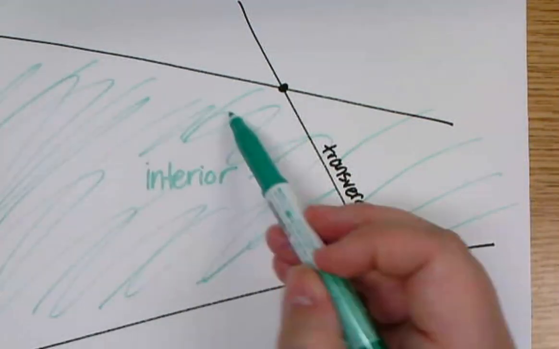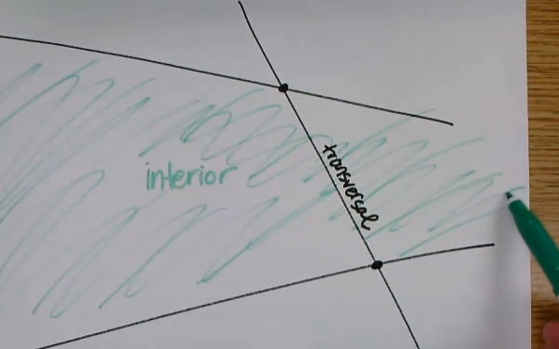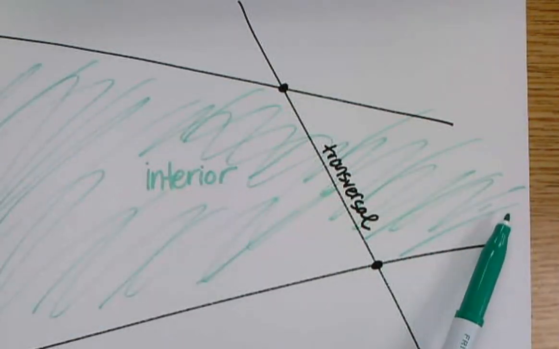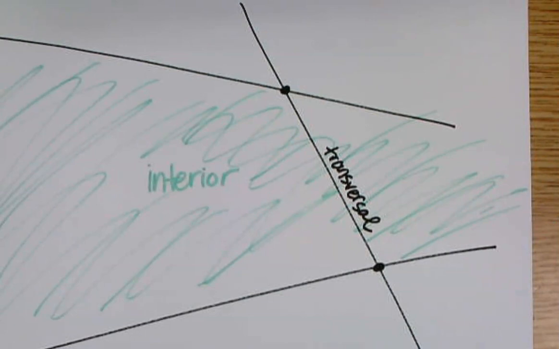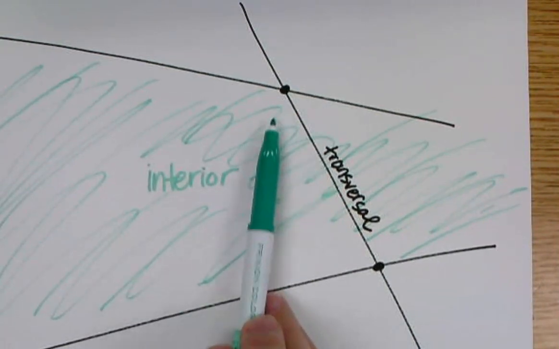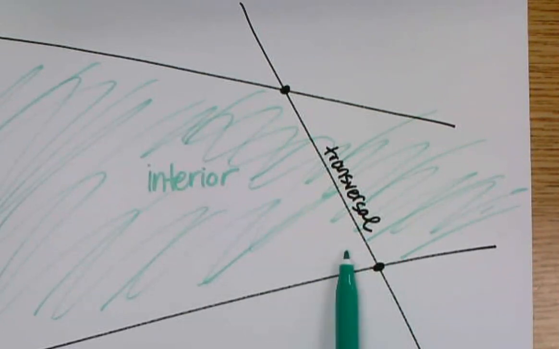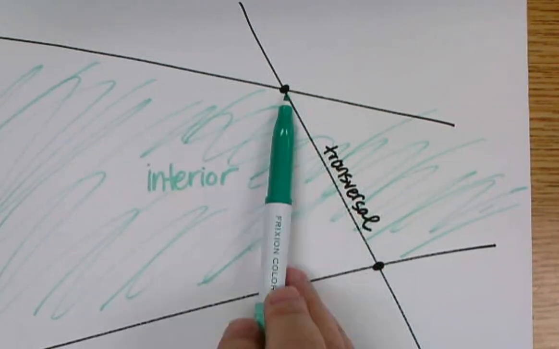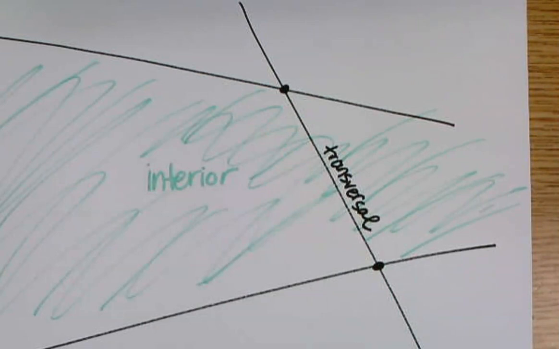All of this in between the two lines that are being crossed by the transversal, that's my interior. So anytime I talk about angles and say the word interior, it's either going to be one of these two or maybe one of these two, because they're the only ones that are on the interior, meaning between the two lines. Same goes for exterior.